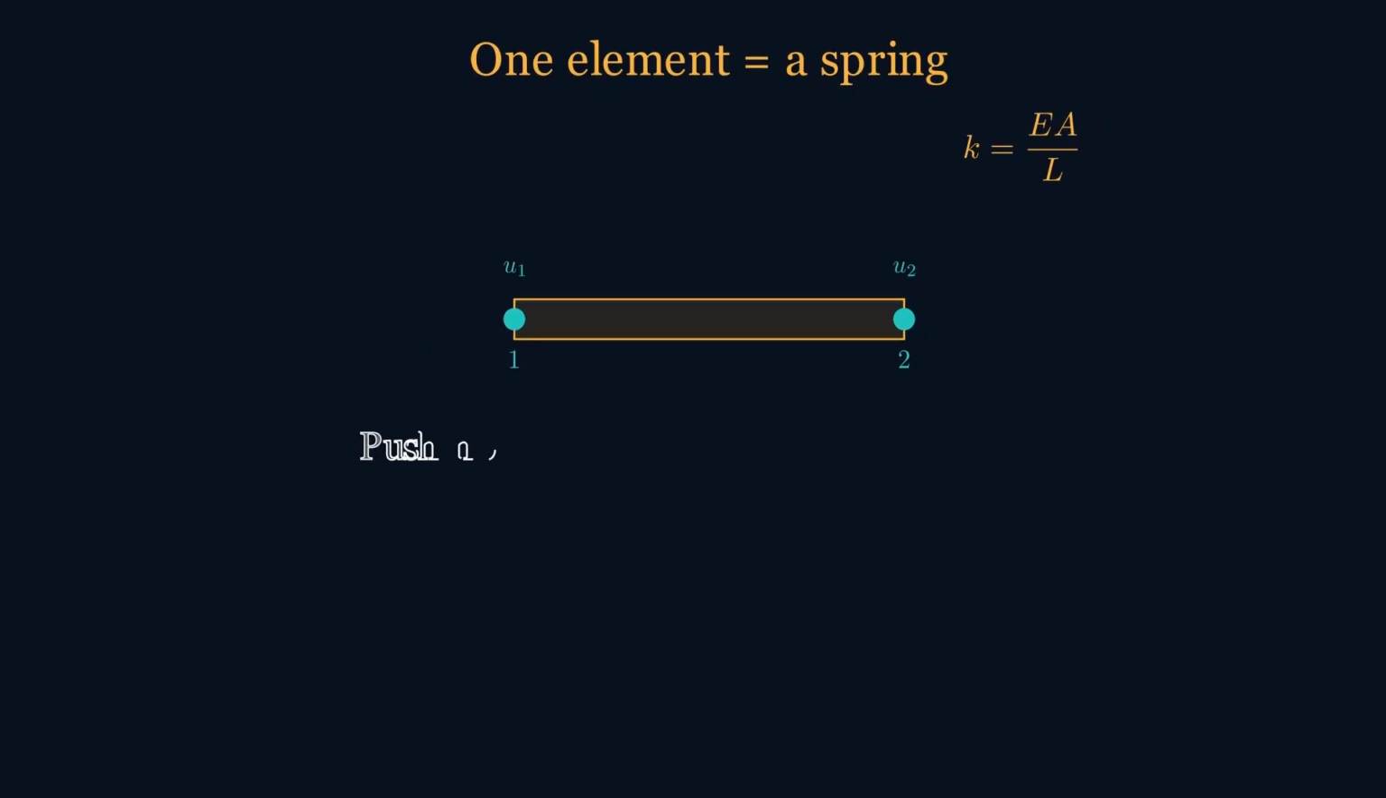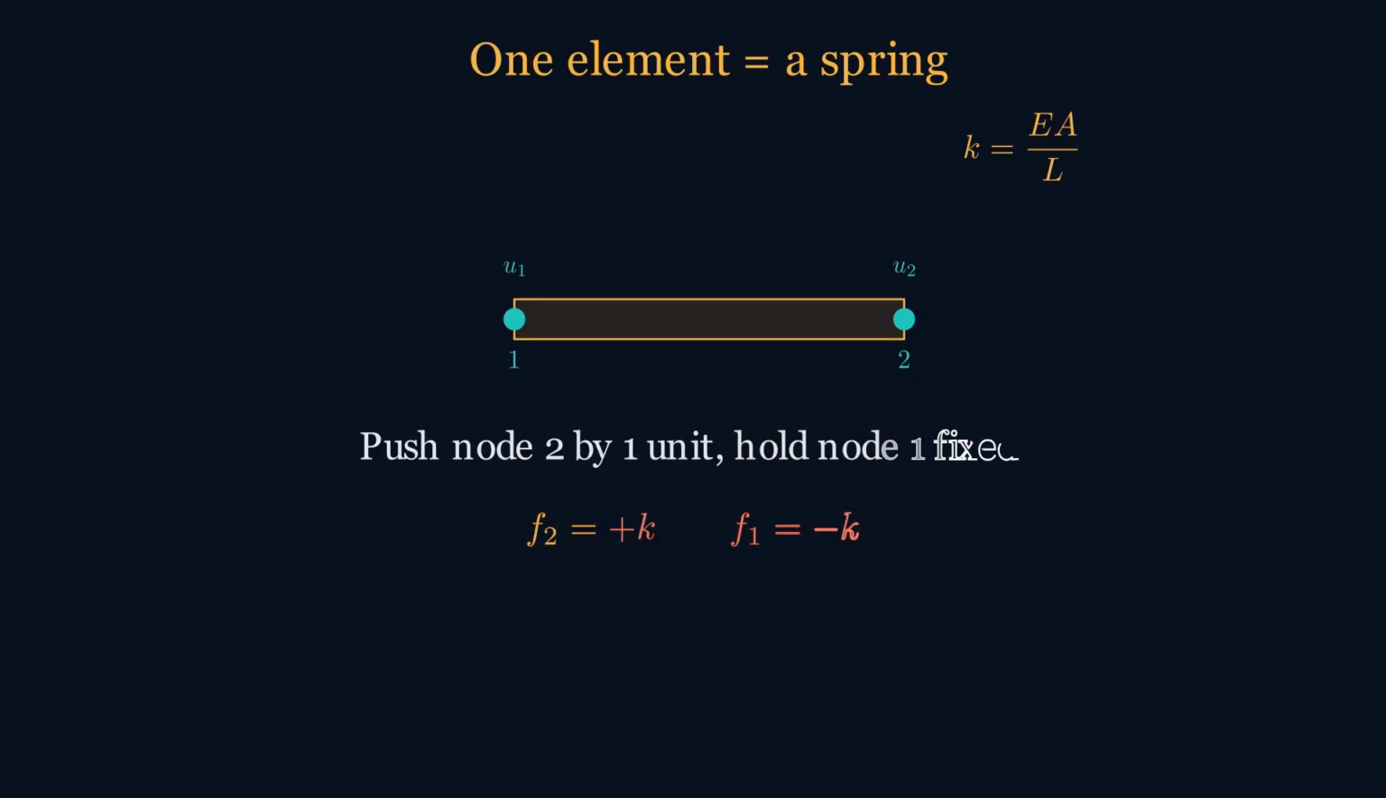Here's the key thought experiment. Push node 2 by 1 unit while holding node 1 still. The spring pushes back on node 2 with force K, and pulls on node 1 with force minus K, equal and opposite.